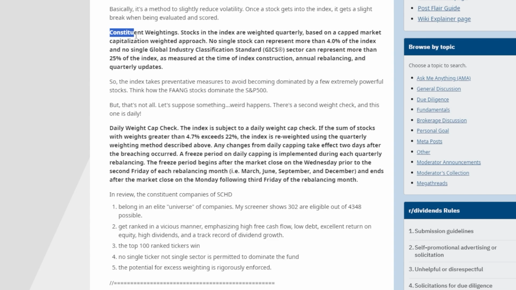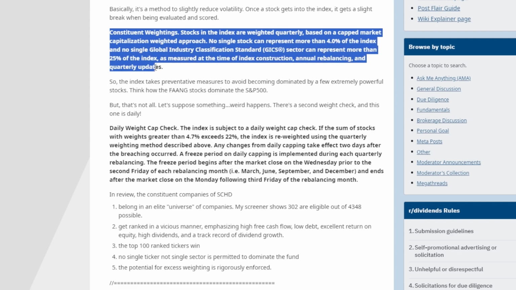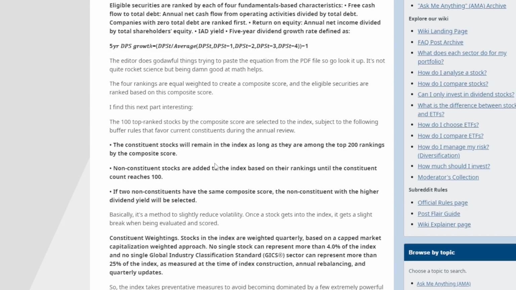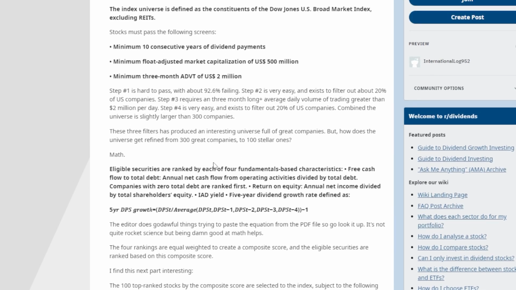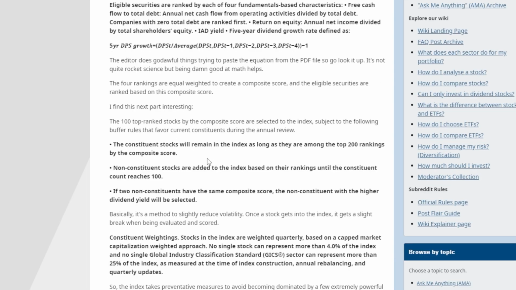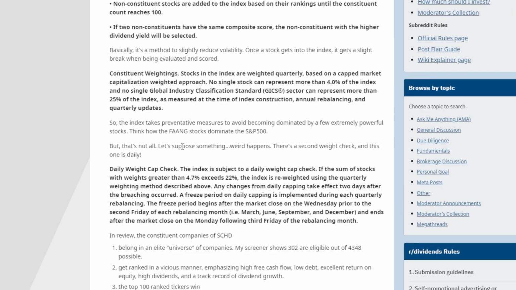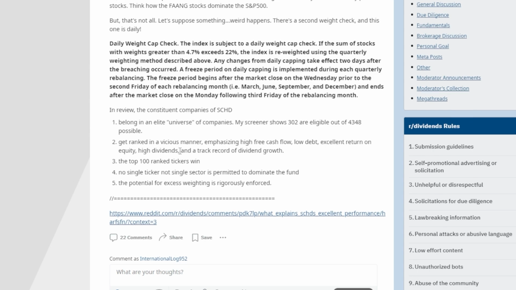Now, as far as constituent weightings, this is also important. Stocks in the index are weighted quarterly based on the capped market capitalization weighted approach. No single stock can represent more than 4% of the index, and no single global industry classification standard sector can be represented more than 25% of the index, as measured at the time of index construction, annual rebalancing, and quarterly updates. So as you can see at this point, it's pretty clear there is a rigorous method on how stocks become a part of the index, which I can't speak for everyone, but for me personally, because this process is so rigorous, that alone earns SCHD the expense ratio of 0.06% gladly.